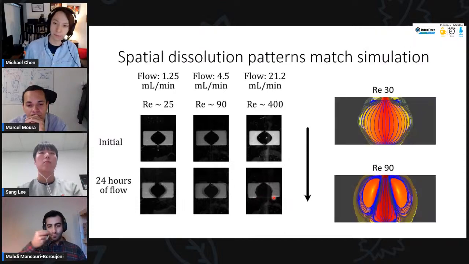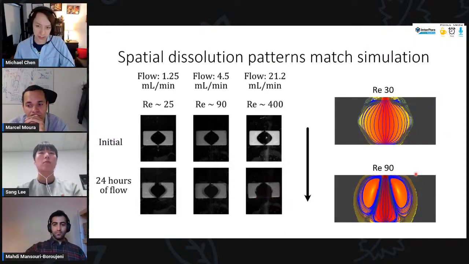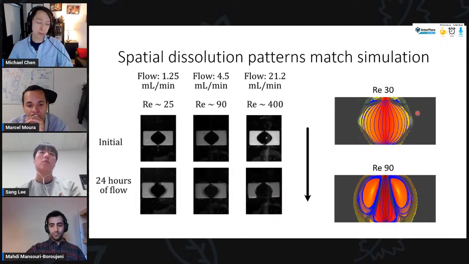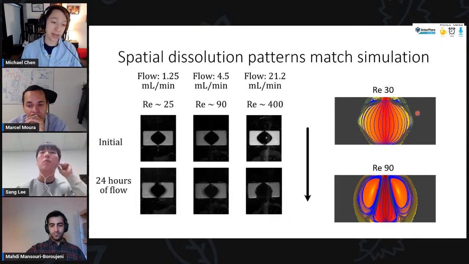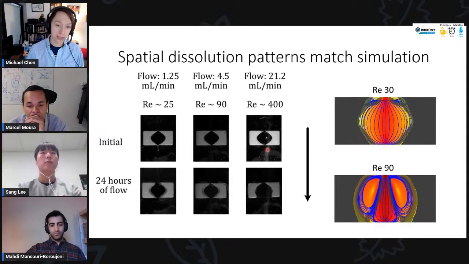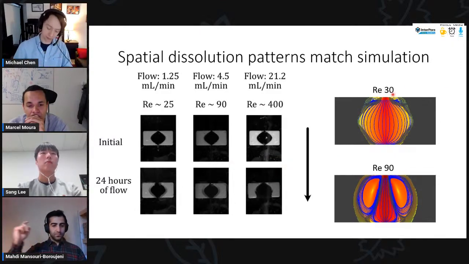And this makes sense. This matches what we would expect in simulations. Now, keep in mind that the Reynolds numbers aren't going to match exactly because we're dealing with different reaction kinetics. And so there may be some differences as to the threshold Reynolds numbers that lead to these patterns. But it's encouraging that we see that with increasing Reynolds number, we see that switch in the orientation of which side dissolves faster.